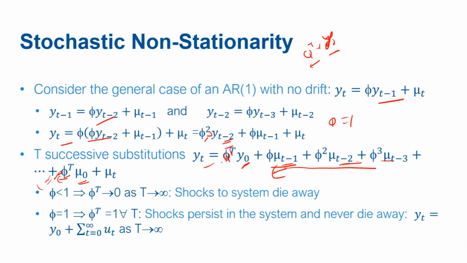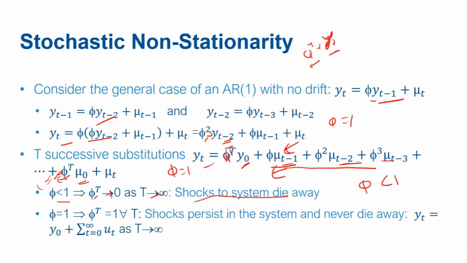However, for a financial or economic time series, a desirable property is that such shocks should decline over time. Their impact on the series should decline. However, as long as the value of phi equals 1, it does not die. Only in the case where this phi is less than 1, this phi to the power t tends to 0 as t increases, and then only the shocks to the system die away. So a desirable property is that these coefficients of mu t should be less than 1.